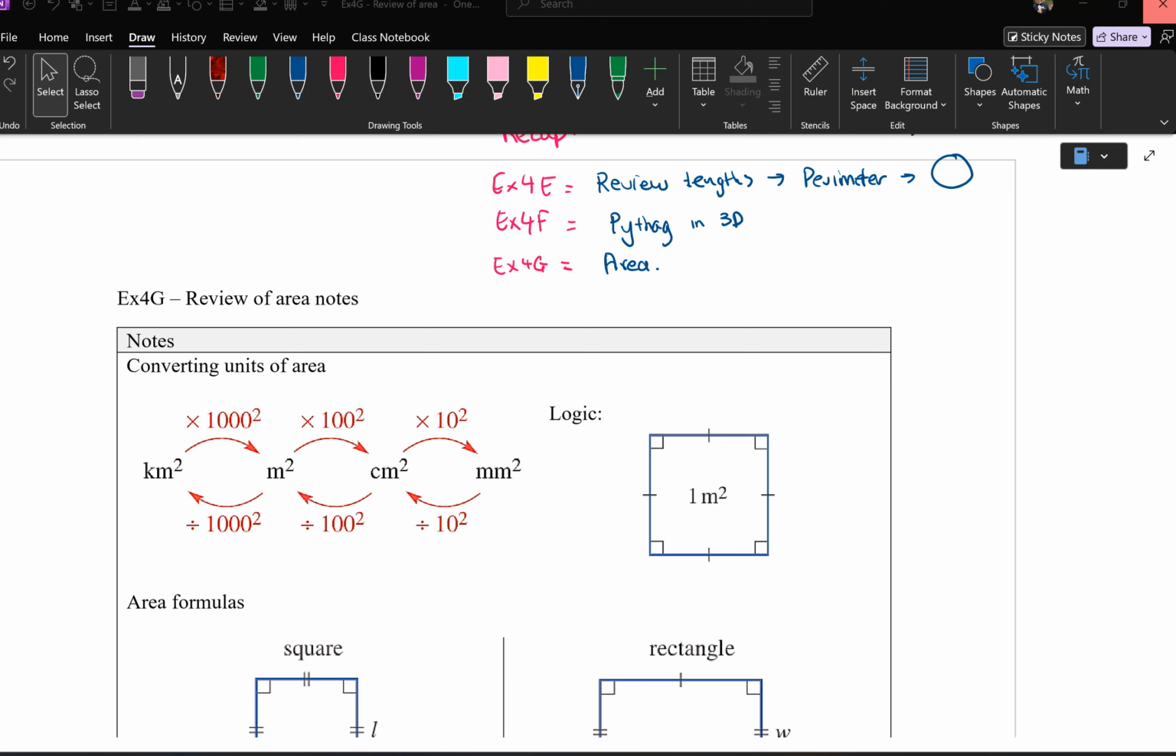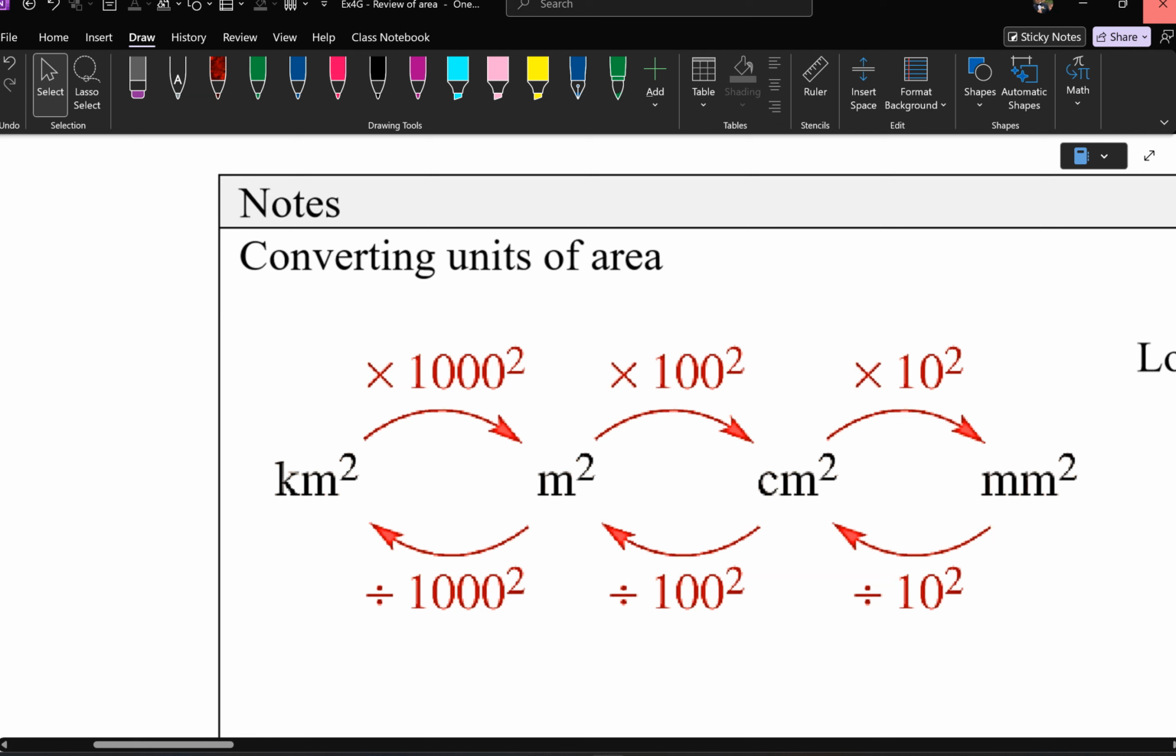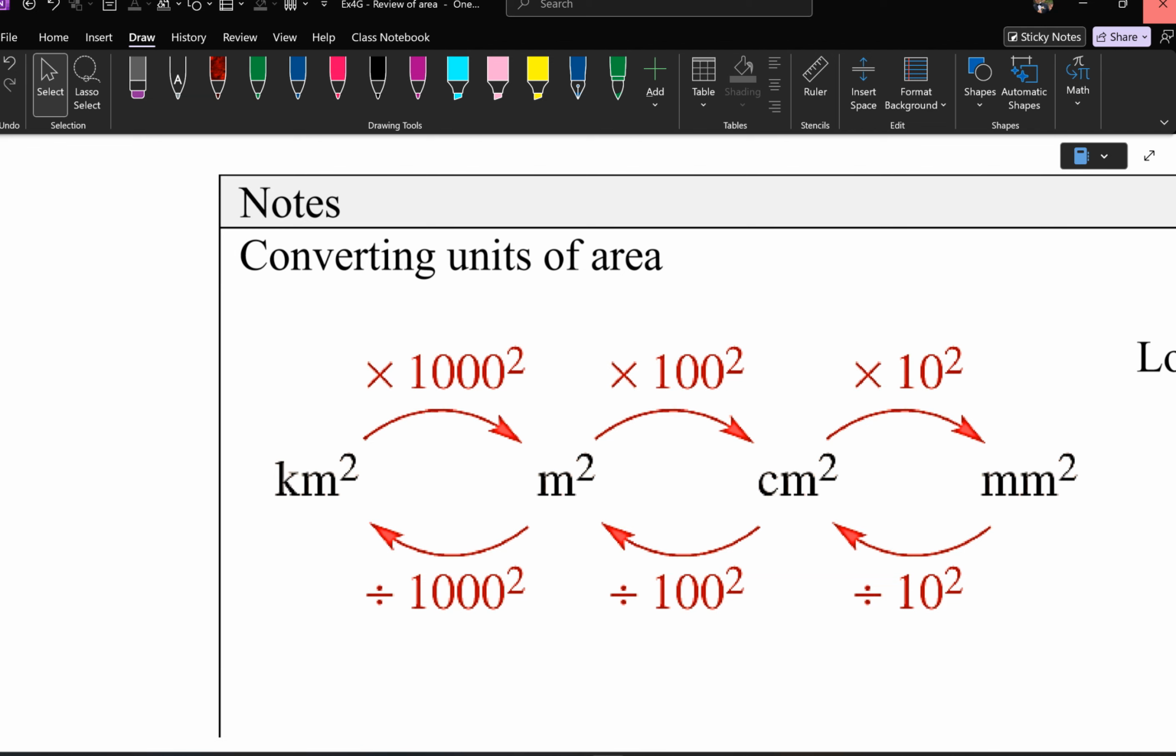All right, today's lesson, exercise 4G, we're going to review area notes. Now, very similar to the conversion chart for lengths, there is a difference when we're converting squared kilometers. Notice the language I'm using. I didn't say kilometers squared, and I didn't say meters squared. It is squared kilometers, squared meters, squared centimeters, and squared millimeters.